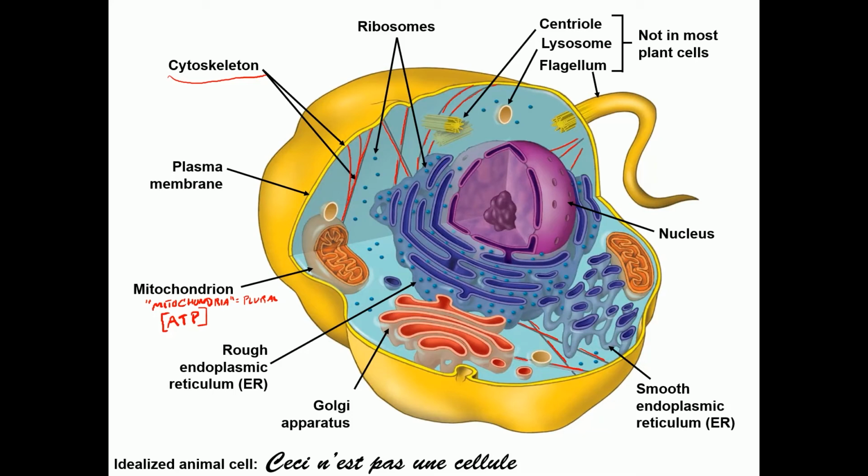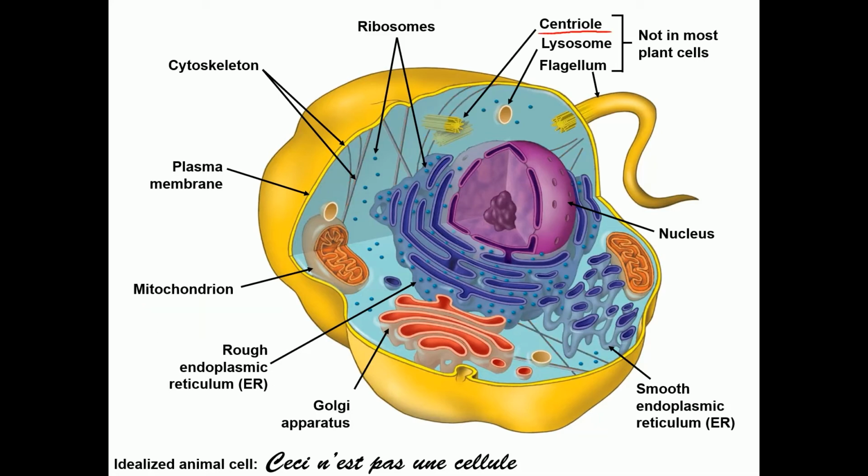Okay, so we got the nucleus, smooth endoplasmic reticulum, Golgi apparatus, rough endoplasmic reticulum, mitochondria, plasma membrane, cytoskeleton, ribosomes. Let's talk about the ones in this bracket here, things that you will not find in plant cells. So, what have we already learned? All of these organelles here will be found in plant cells. These three, though, are animal cell exclusives.